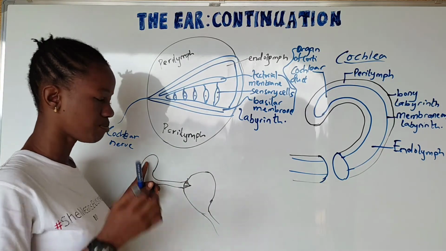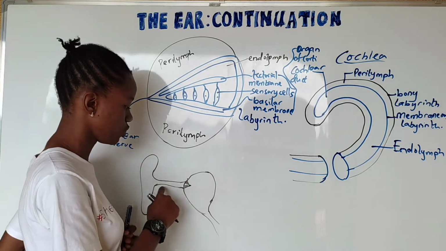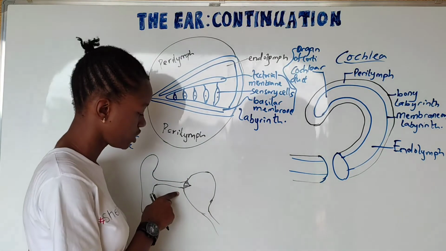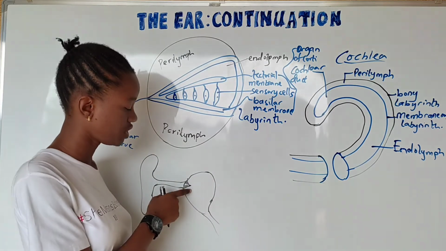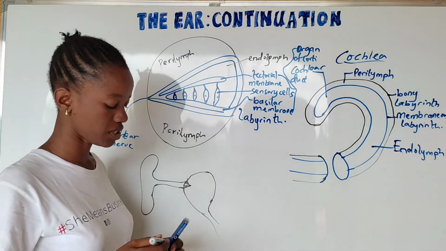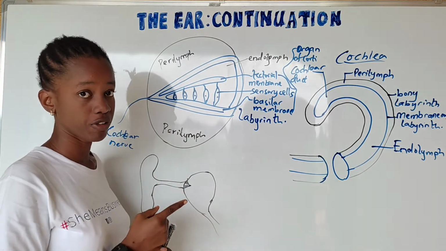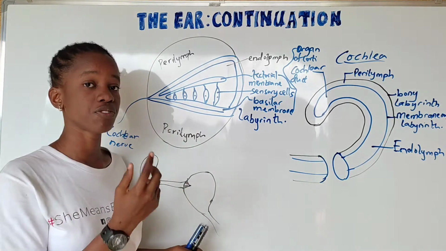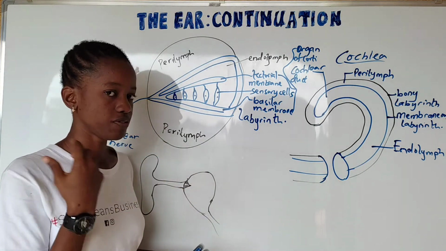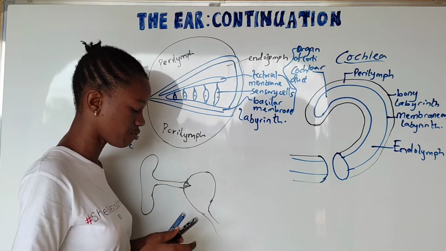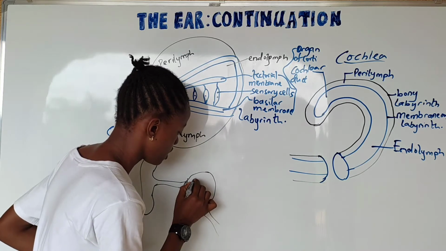So when the pinna passes the sound wave through the ear canal, it reaches the eardrum, also called the tympanic membrane. When it reaches the eardrum, the eardrum begins to vibrate, at the same frequency as the sound waves.